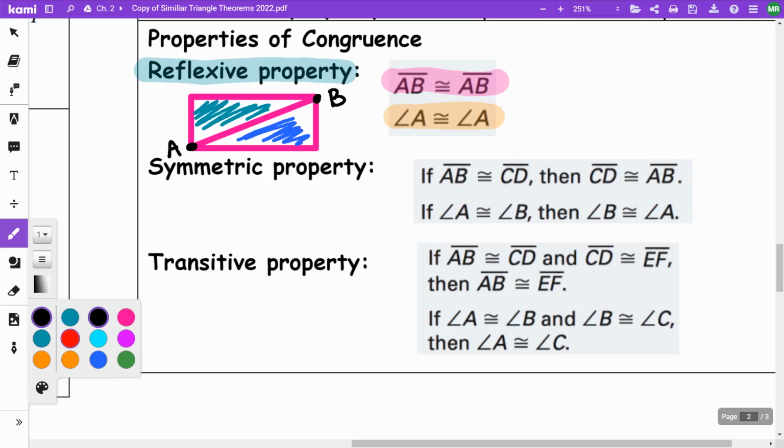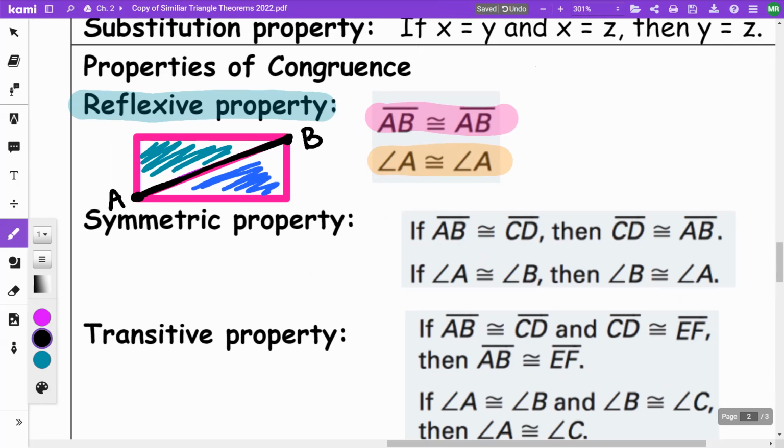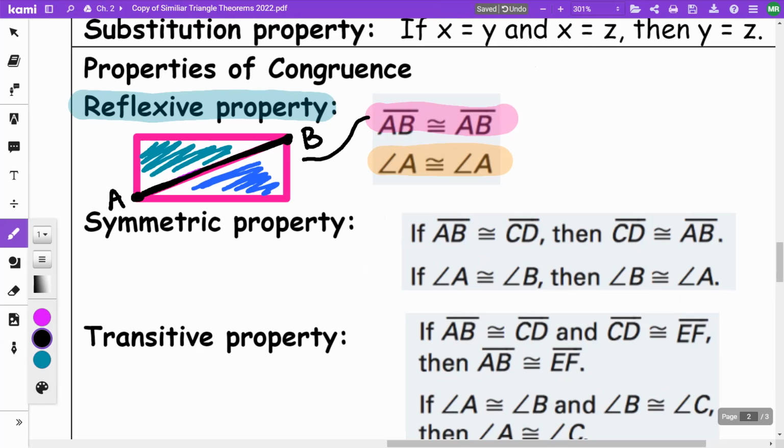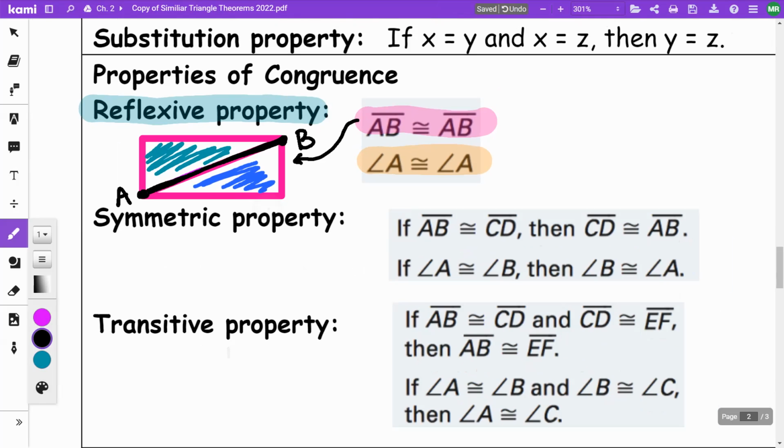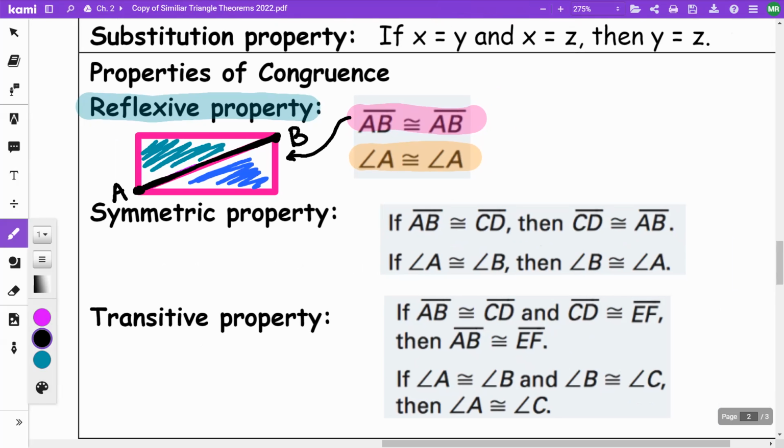So this line segment that I'm going to draw in purple, that's hard to see the purple. I guess I'll just draw it in black. That line segment there is the same in both triangles. So that's what this one here is talking about. That is the reflexive property for those sides.